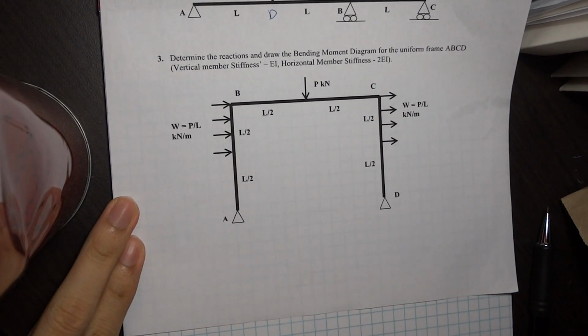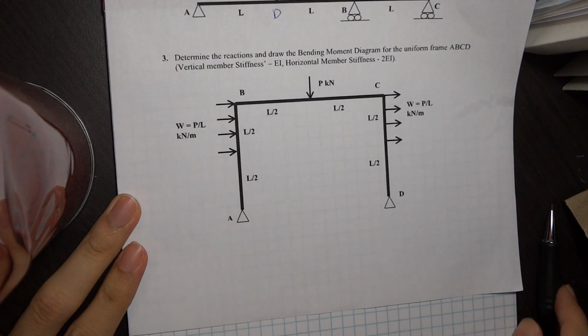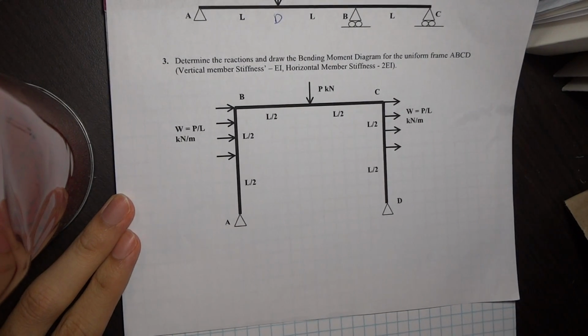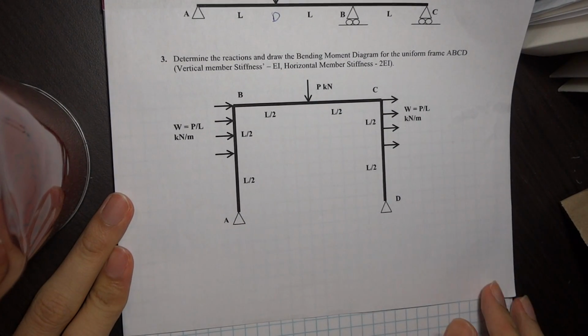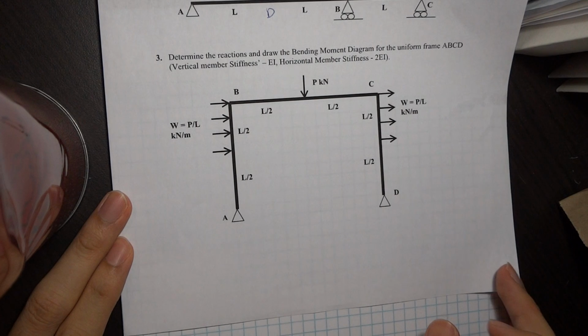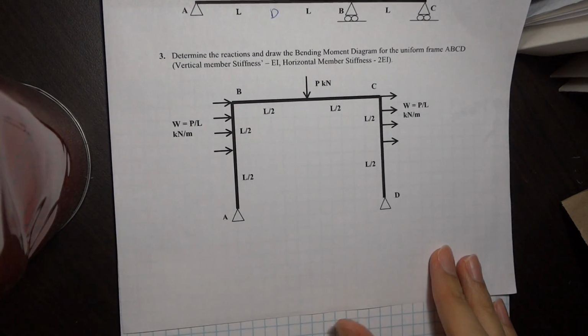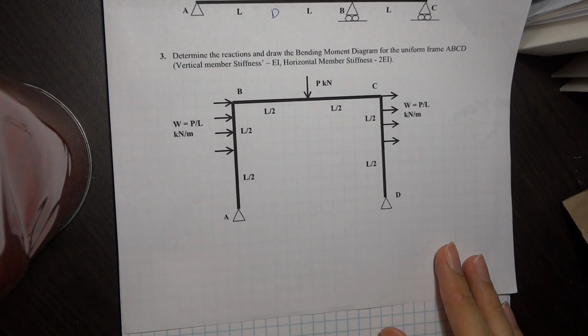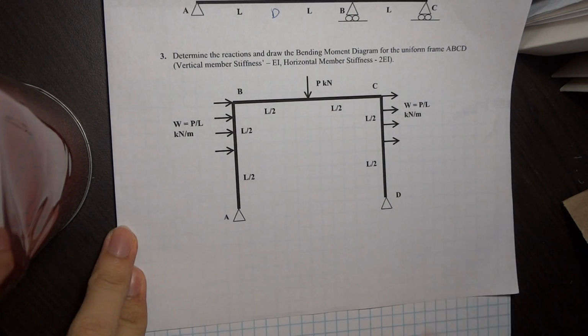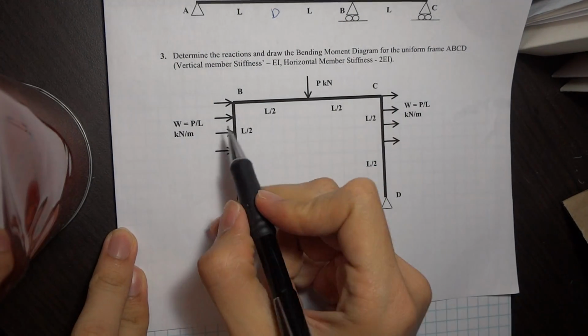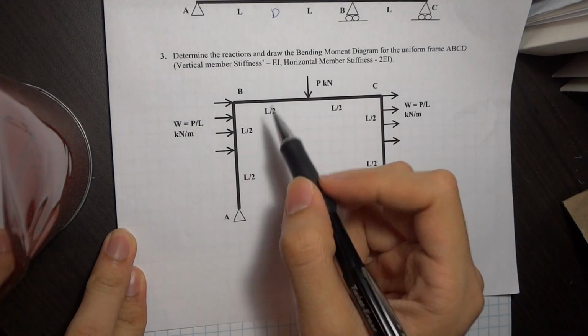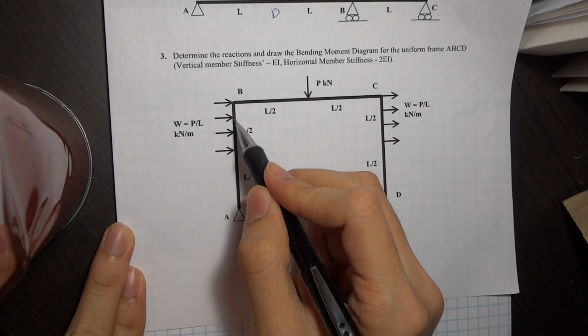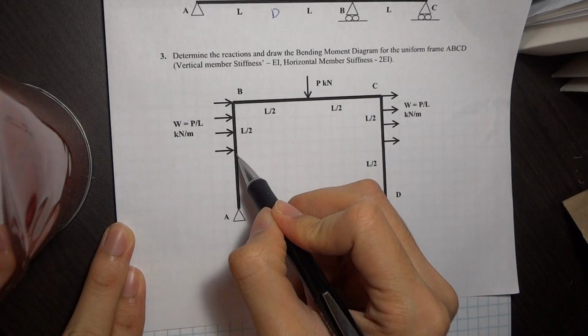Okay, hey guys, this is the last video. This is problem 3. And for this one, this problem looks complicated, and it is pretty complicated. It's more complicated than anything I think you would see on the exam. Particularly, you might see distributed loads, you might see point loads, but what you probably won't see is a distributed load that's only applied on a portion of the beam.